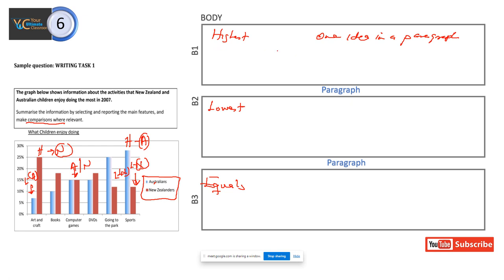So you see, now you have your three paragraphs ready. My first paragraph, I'm going to talk about the highest. Second paragraph, I'm comparing the lowest. And the third paragraph, I'm talking about the equals. So this is one simple strategy you can adopt to help you organize your essay. Once the examiner gets to the body, your first paragraph is talking about all the highs, so he's looking at the highest. And the second paragraph, he's looking at the lowest. So you don't sway his eyes around, you don't mess things up. Organization is very important here.